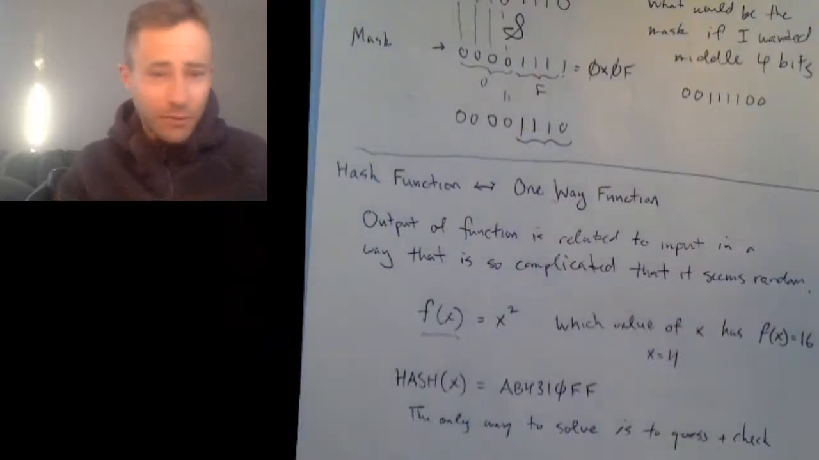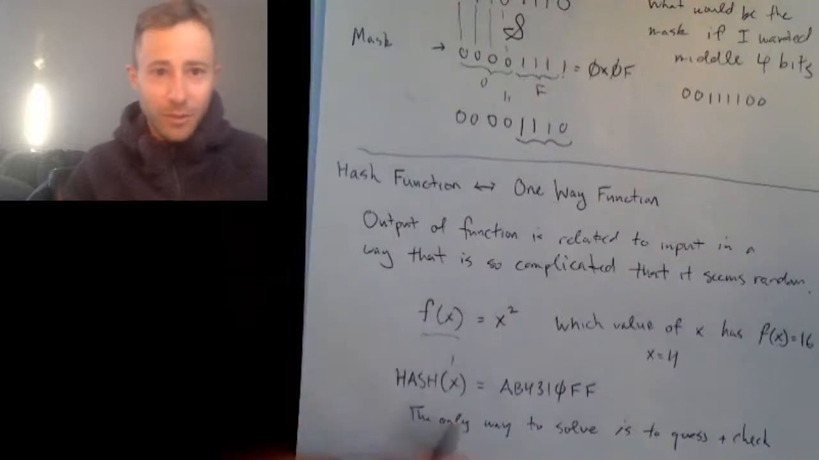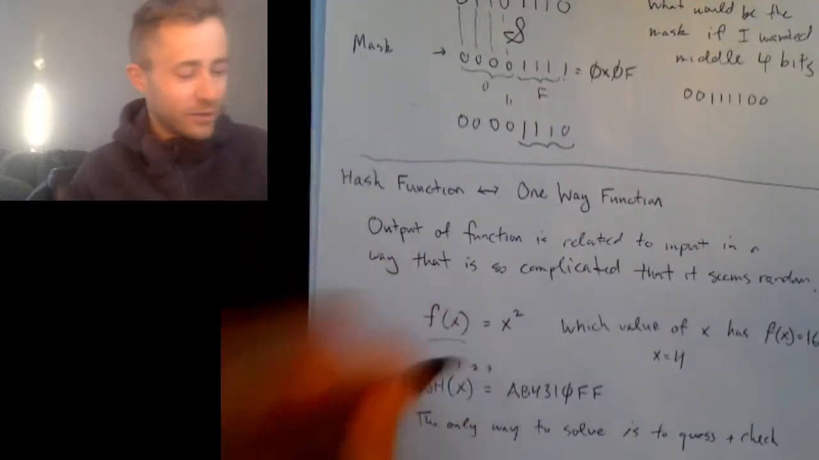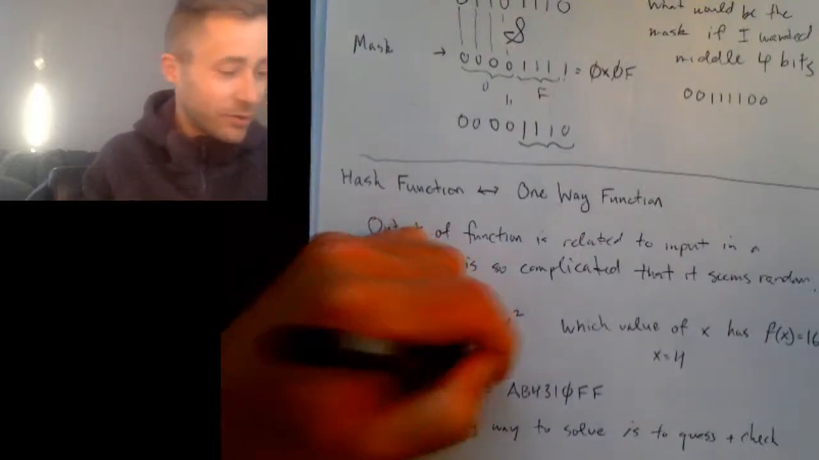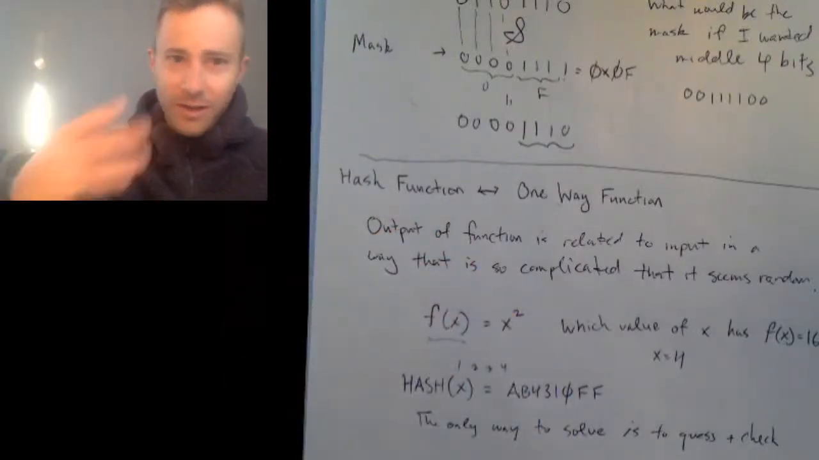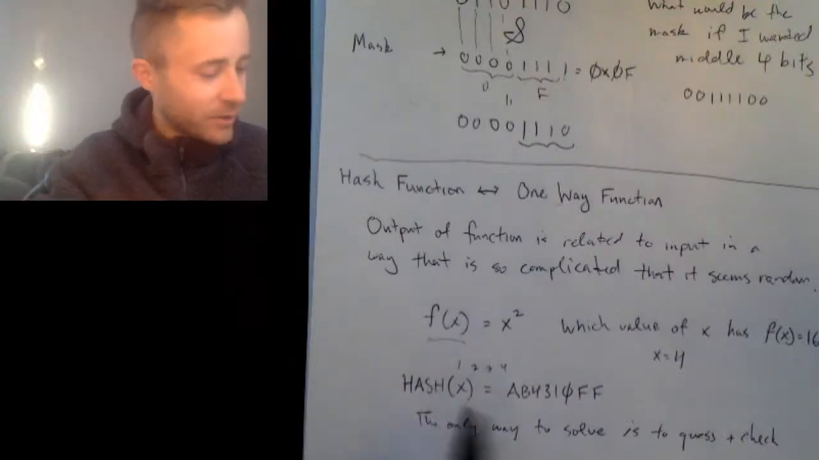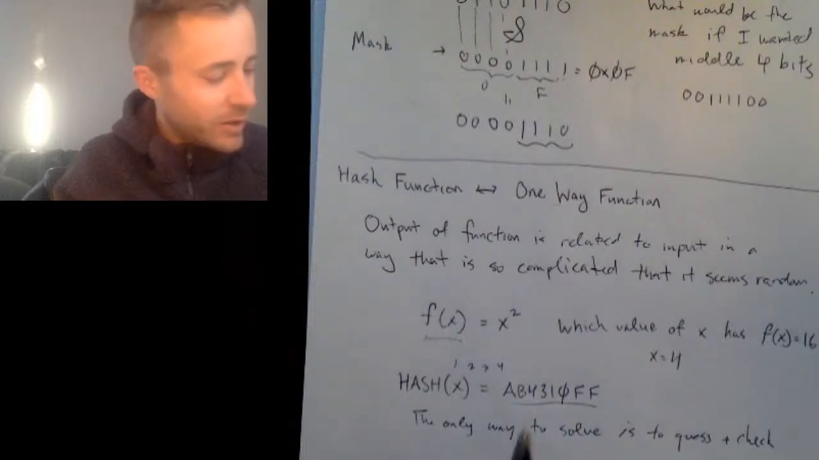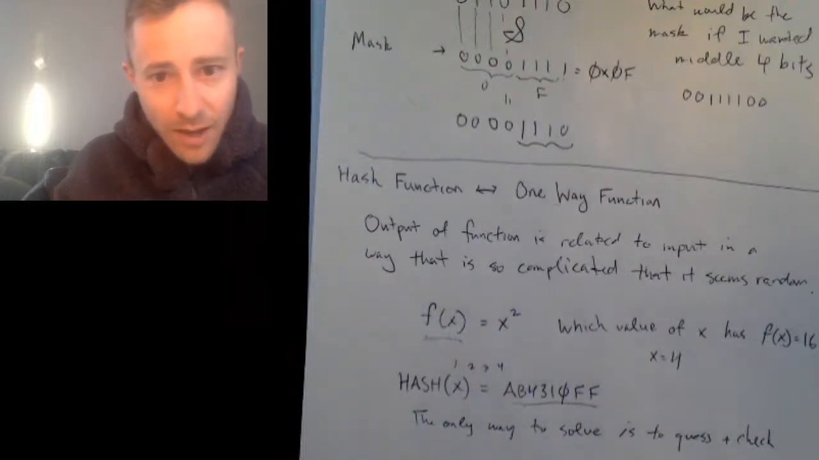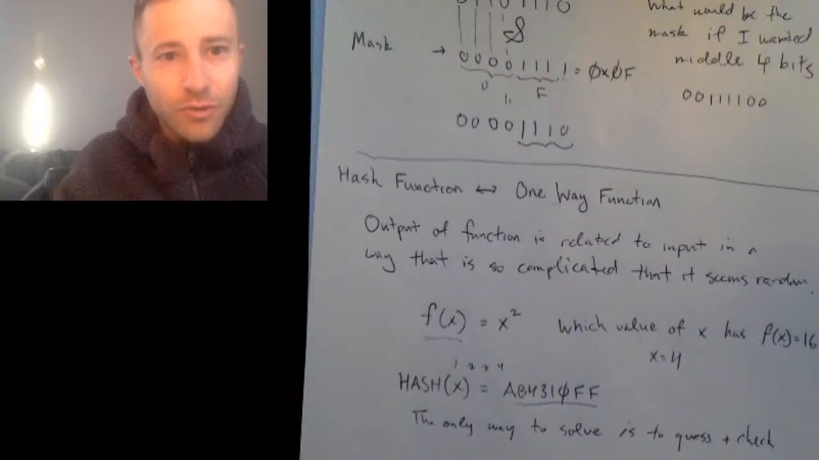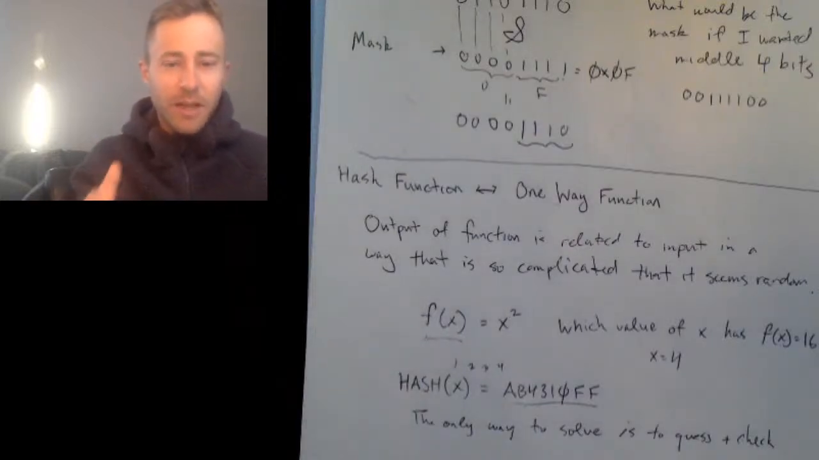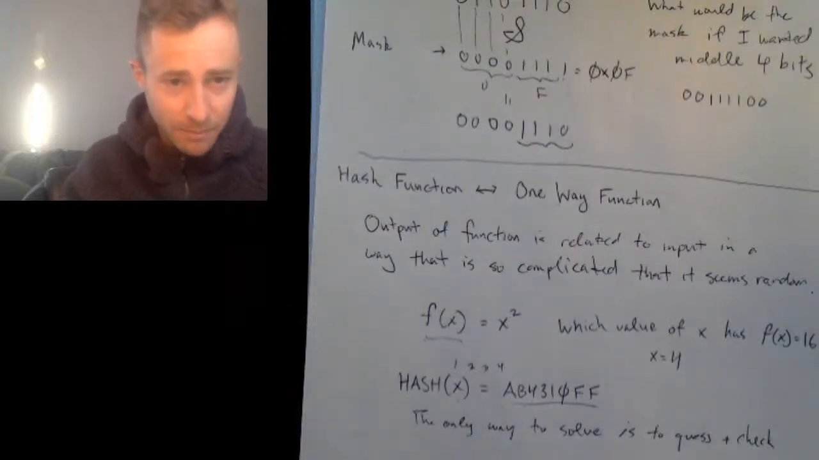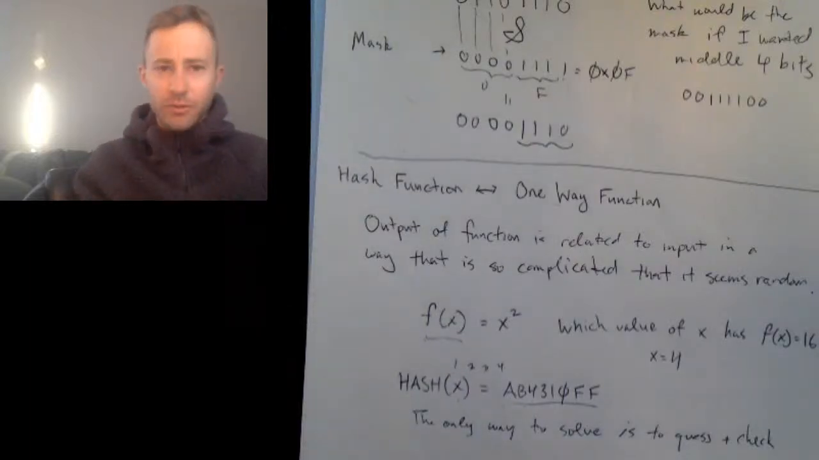So you would have to try hash of 1 and see what that equals. Hash of 2, see what that equals. Hash of 3, see what that equals. Hash of 4, see what that equals. And you just keep going and keep going until you guess the value of x that results in that hash. So it's extremely labor intensive to guess the value of x that results in a given hash. Okay, so that's what a hash function is.